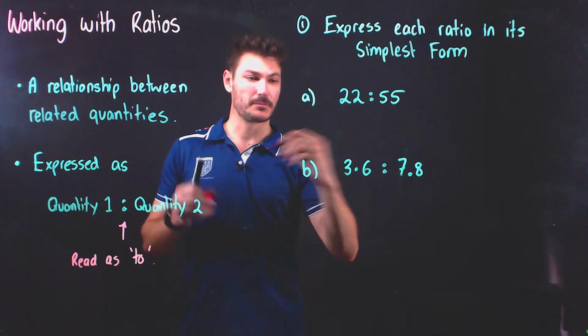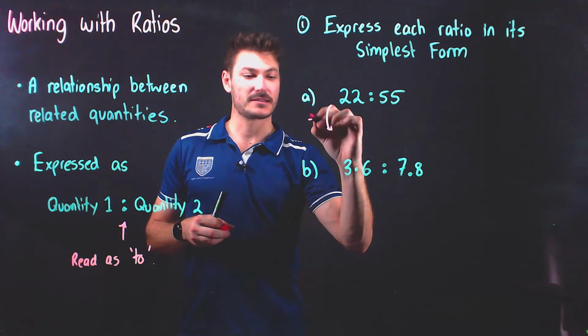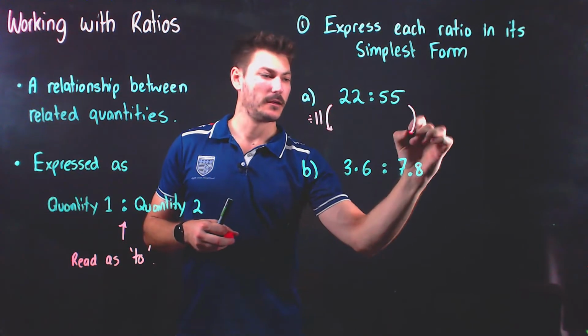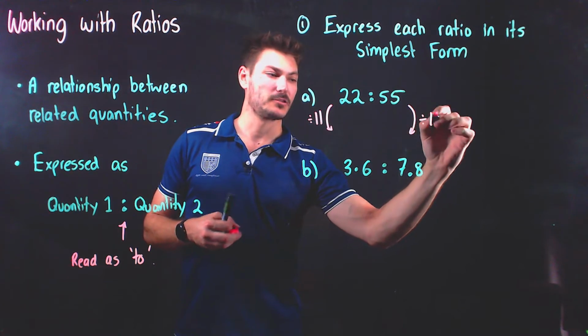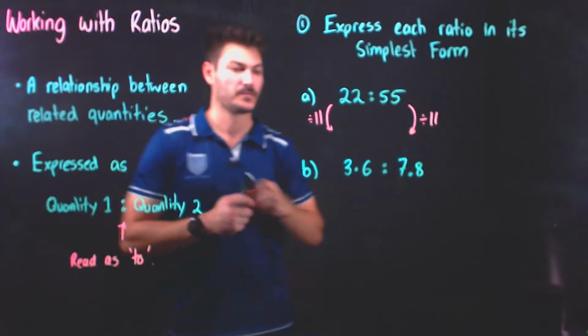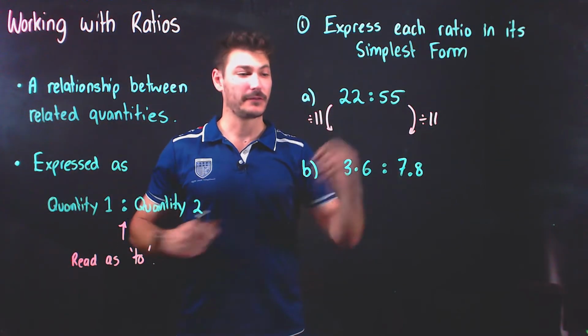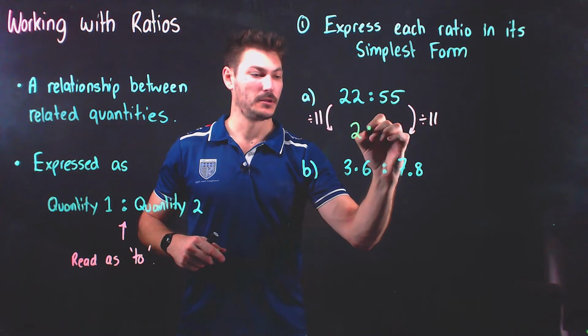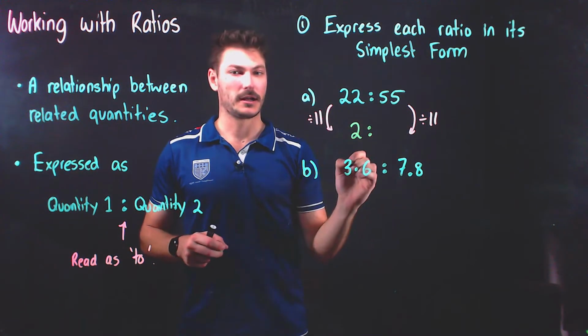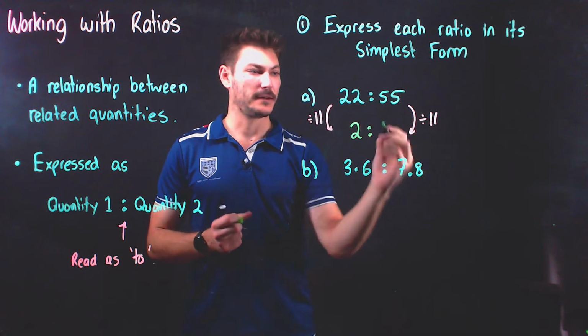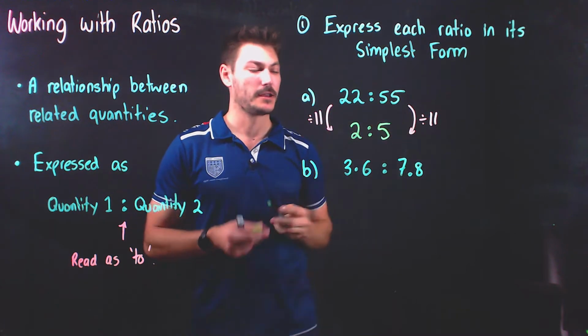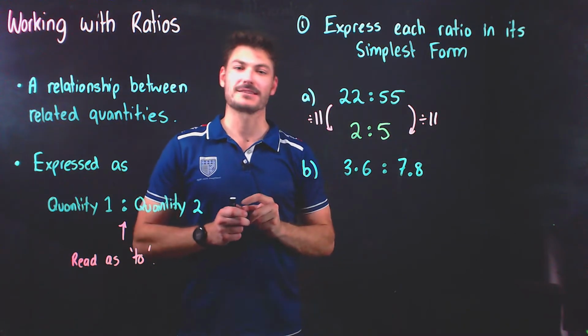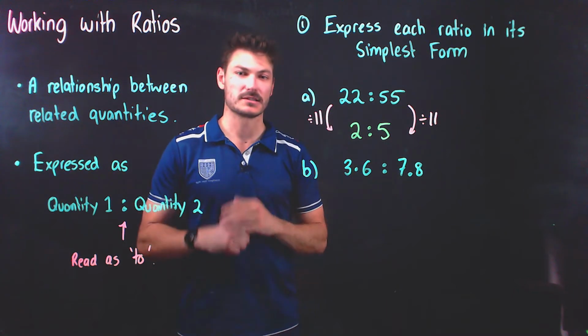So what I'm going to do to simplify is divide by the same number, which in this case is 11, on both sides. And that's super key. You can't just divide one side. So if I divide 22 by 11, I get 2. Do my colon, because it's a ratio. 55 divided by 11 is 5. And there is no more common factor between those two numbers, so it's fully simplified.